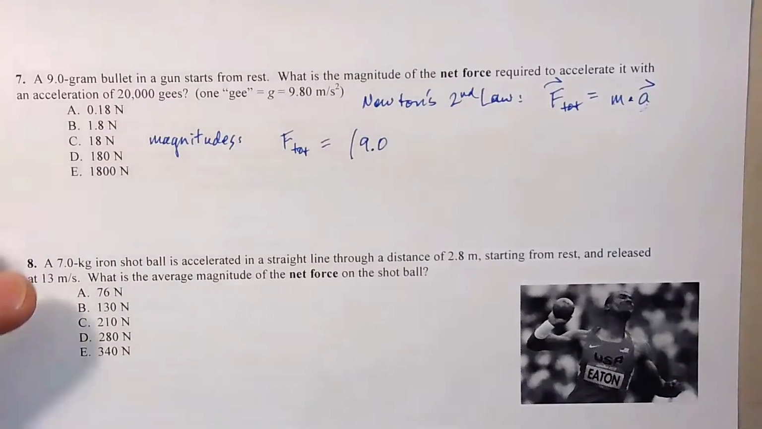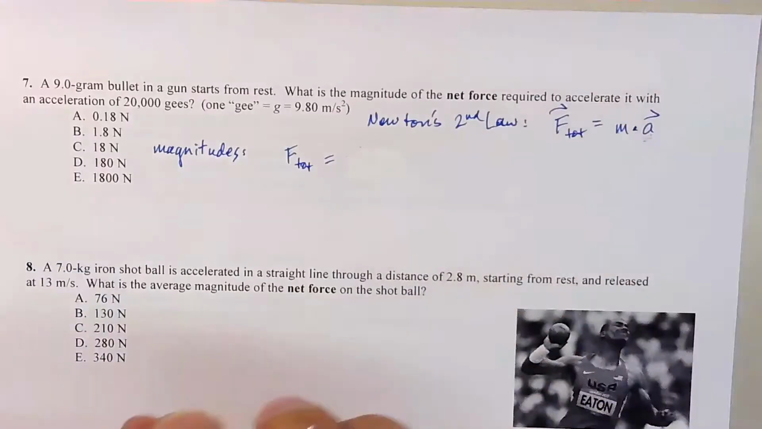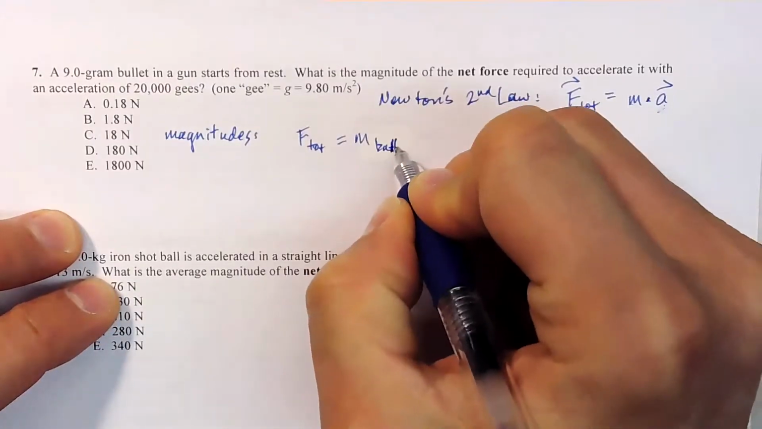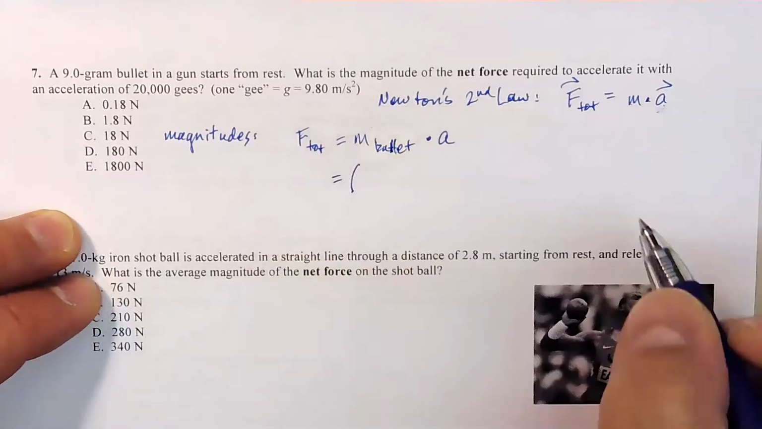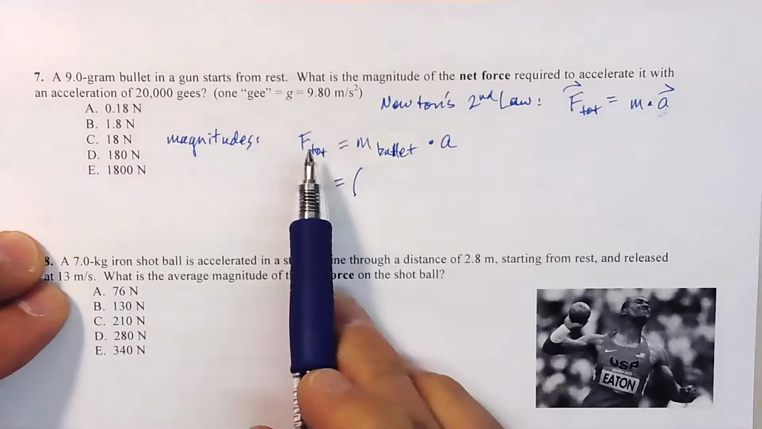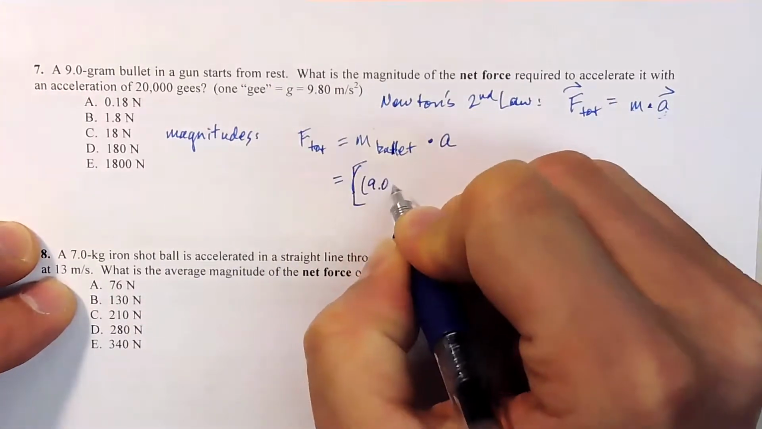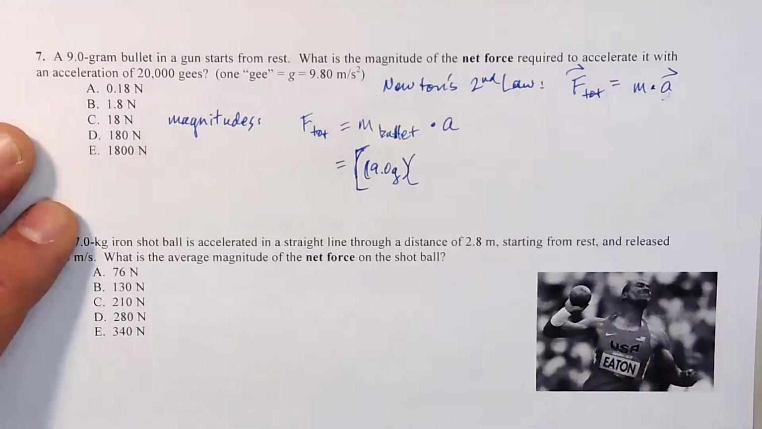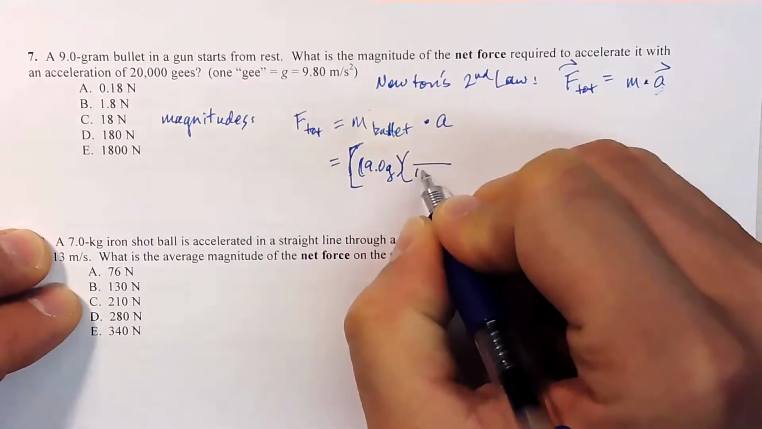Let me actually just write this once more. That's just magnitudes. Times acceleration. The mass of the bullet is 9 grams. Now, if I want my force in newtons, what should I convert the mass to? If you're thinking kilograms are the base unit of mass, that's correct for the MKS system. So I need to convert this.